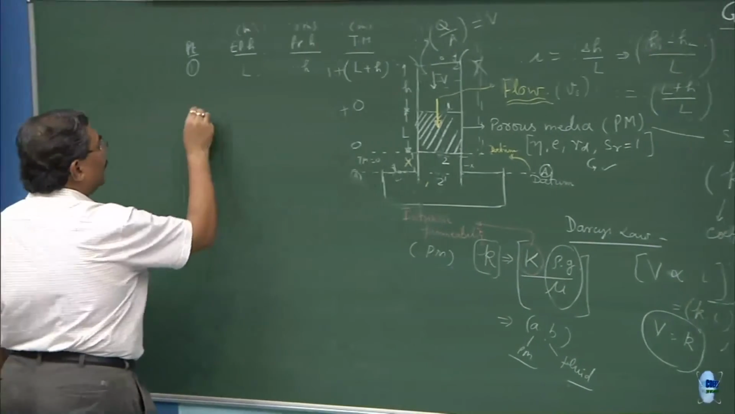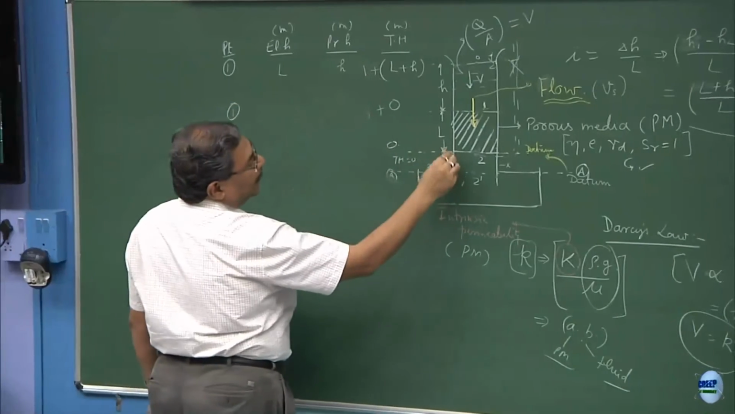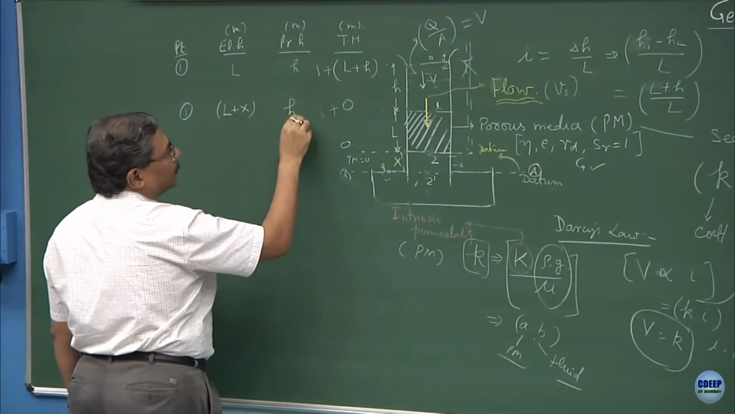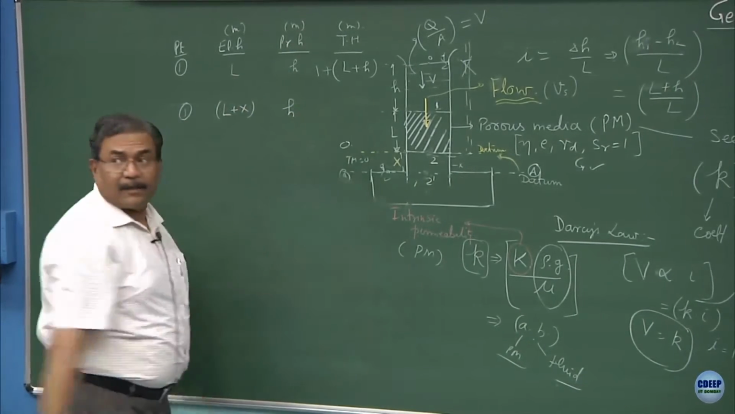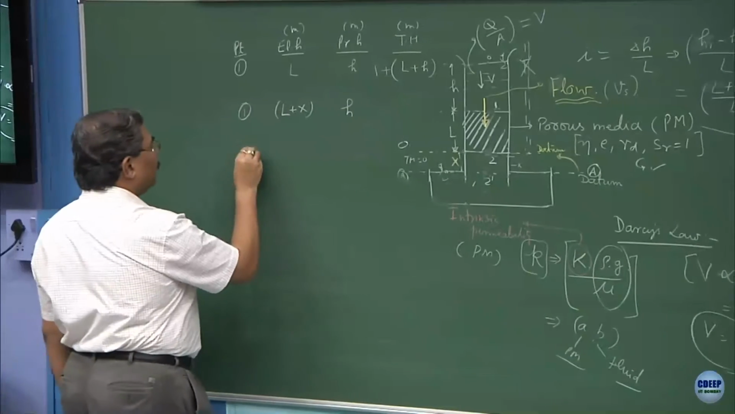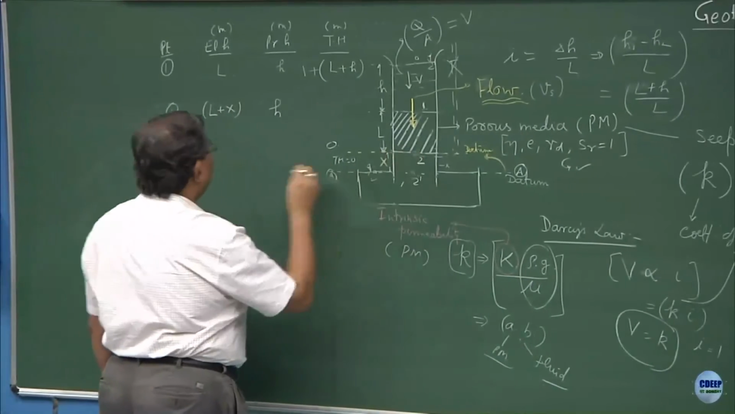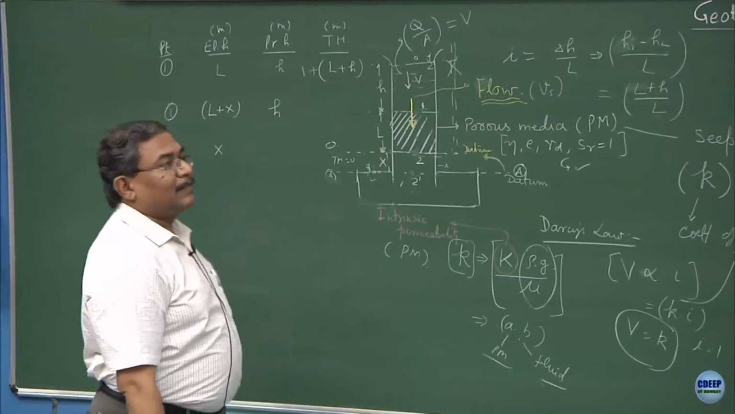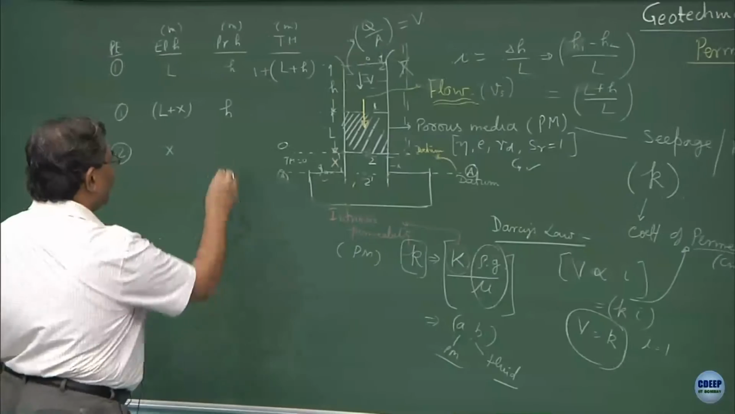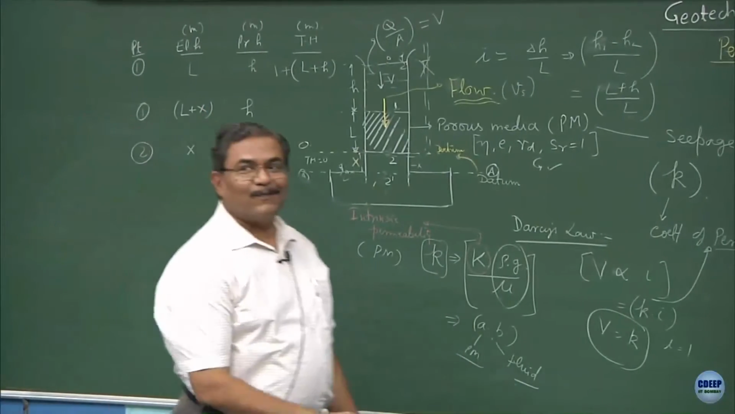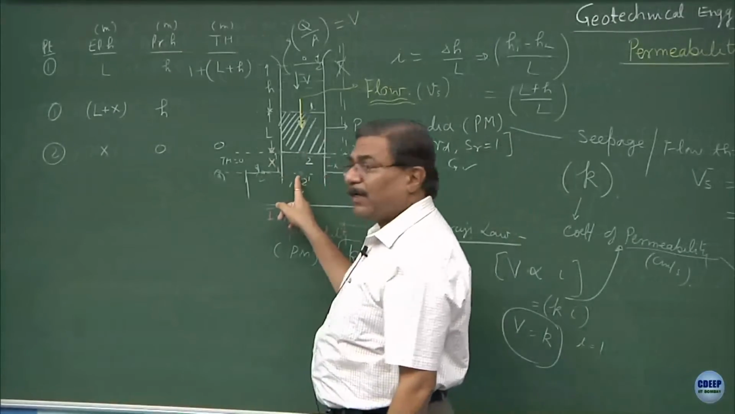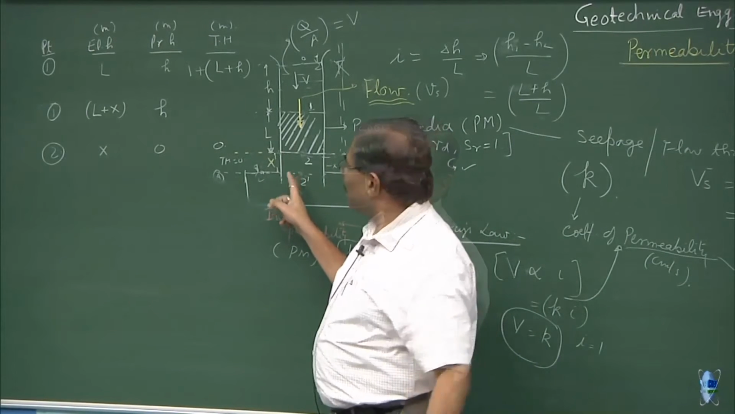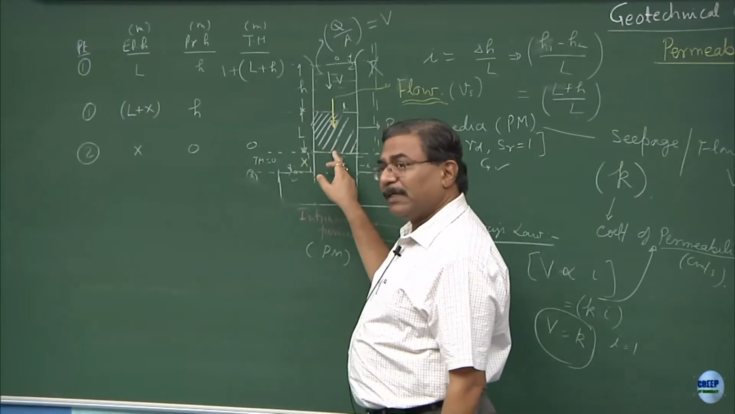At point 1, the elevation head is x plus L and the pressure head is H, is this okay? Correct? Point number 2, at this point the elevation head is x, and what is the pressure head? Technically, why? It's connected to the atmosphere. So, there is no pressure associated with this. So, the pressure head at this point is, truly speaking, 0.